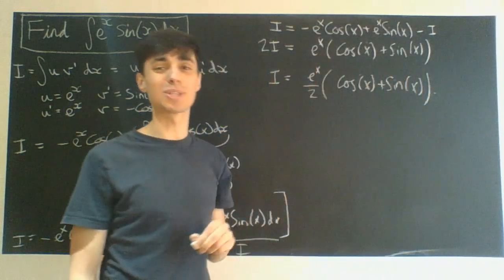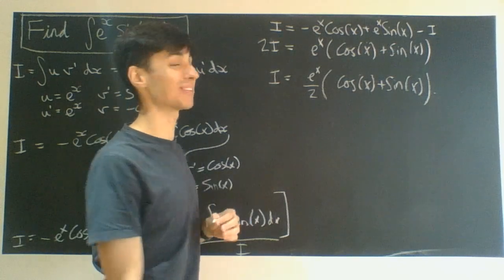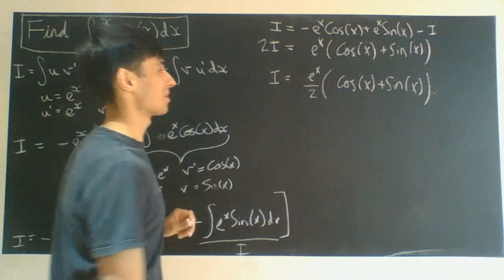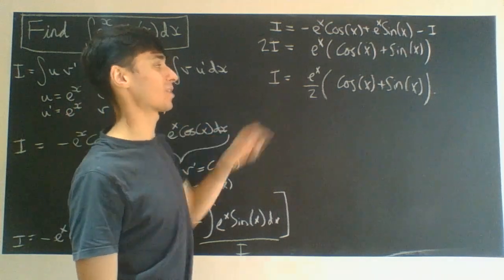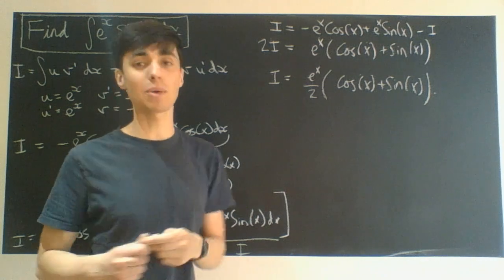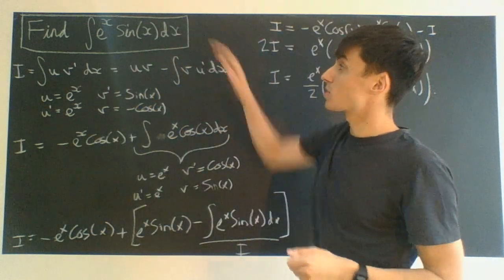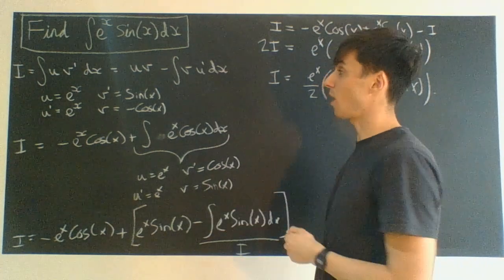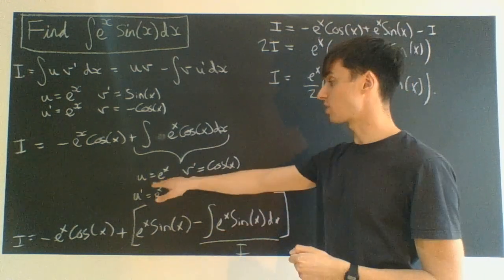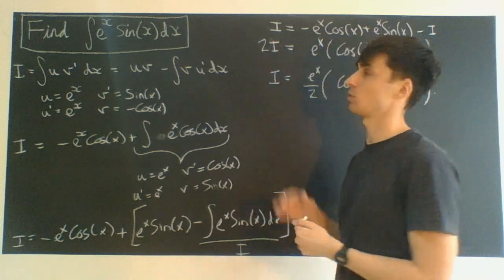I haven't included a plus c. If you really wanted one, you could in there. But our original integral can be evaluated as e to the x over 2 times cos x plus sine x. That is how you do that sort of problem. Most important part is integration by parts twice. Stick with the same u as you did the first time, and that will give you the result you want.